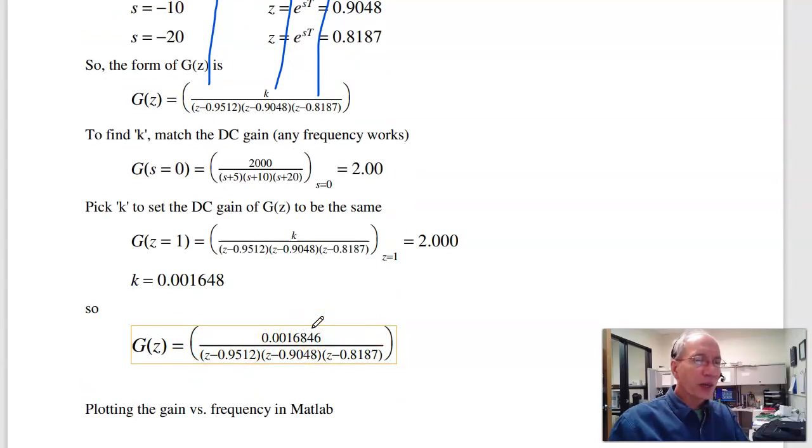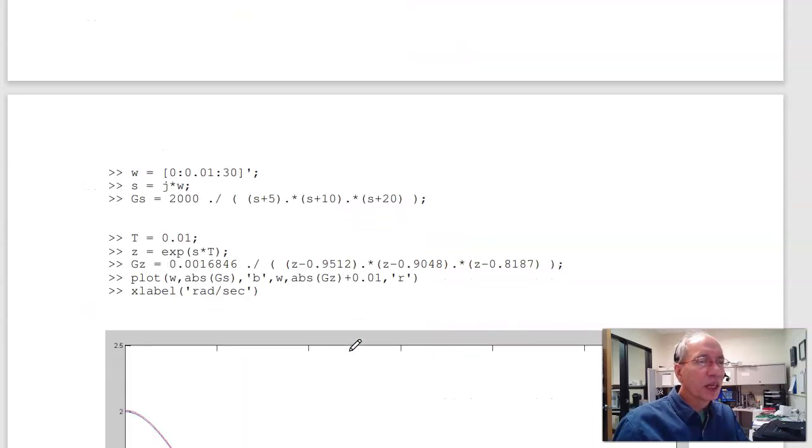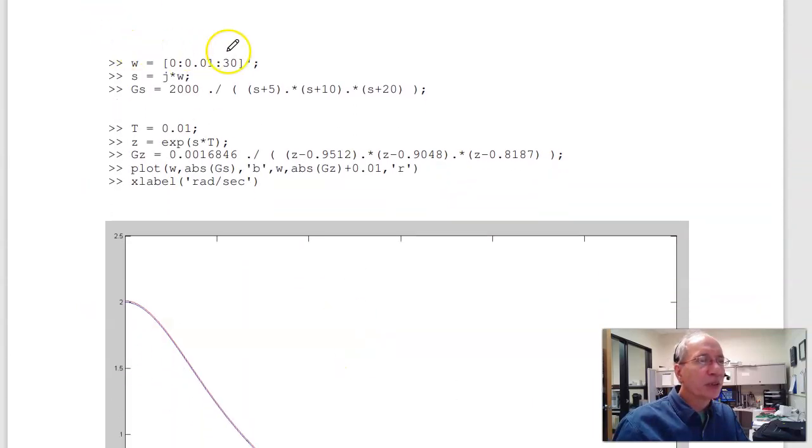To check if this is correct, plot the gain versus frequency, g of s versus g of z. In MATLAB, I'm going to plot from 0 to 30 radians per second. S is j omega, and here's g of s. Almost the way you write it, you just have to be careful. These are dot slashes because I don't want to do matrix divide. I want to do element by element division. And I need to have these extra parentheses, so all these are in the denominator.